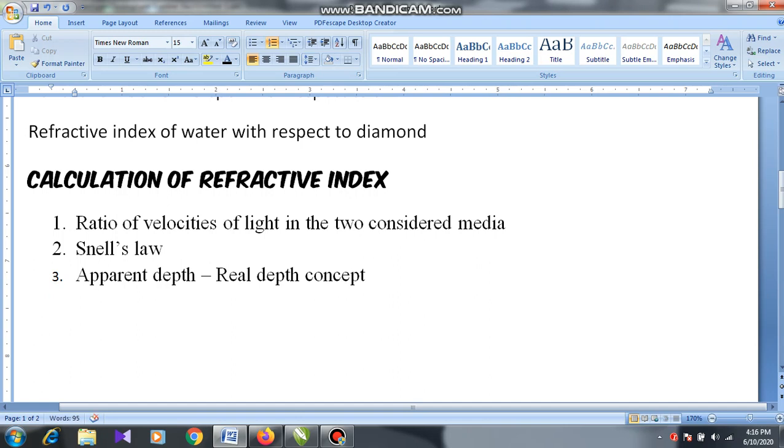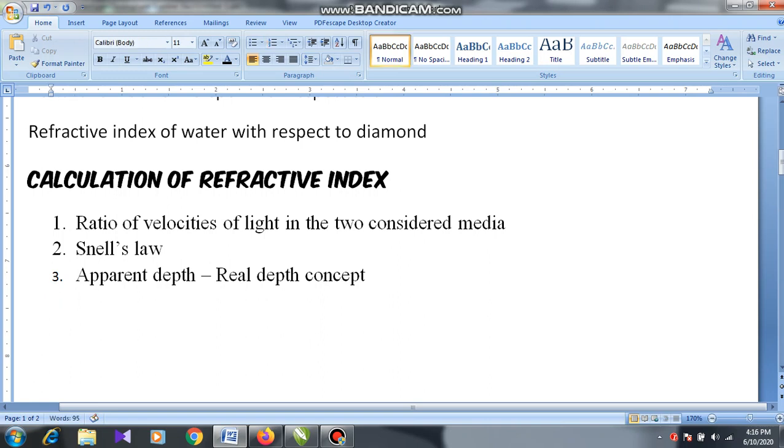Whatever way you apply to calculate this refractive index, it will give you the same answer. The only thing is, the measurements you are taking are different. In the first case, you are considering the velocities. In the second case, you are considering the angle of incidence and angle of refraction. In the third case, you are considering the depth, that is measured in meters. So in this lesson, I am going to tell you the concepts one by one.